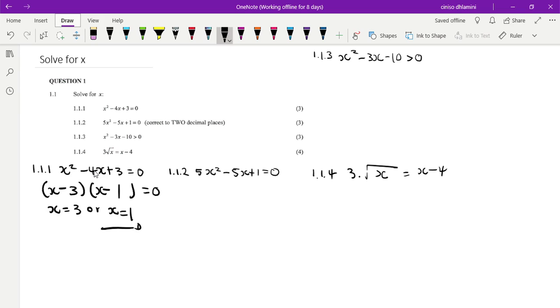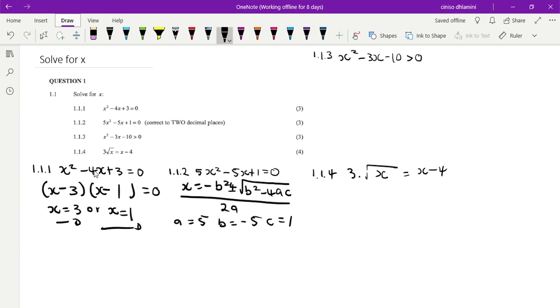Then you're done. 1.1.2. You cannot factorize this, so you use the quadratic formula: minus b plus or minus the root of b squared minus 4ac, all over 2a. Our a in this case is 5, b is minus 5, and c is 1.